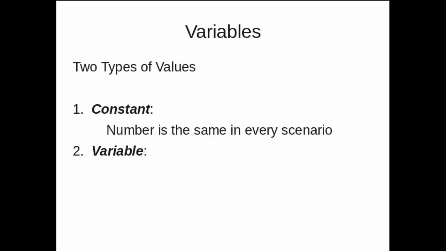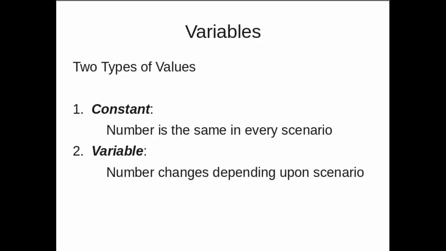And then there's the variable. This is the number that changes depending upon the scenario. So let's say you're still making $8 an hour, so the 8 is the constant, but the number of hours you work could be variable. So you could work 6 hours one day, then 7 hours the next day. You just have to take it scenario by scenario.